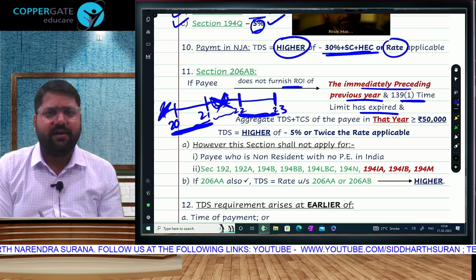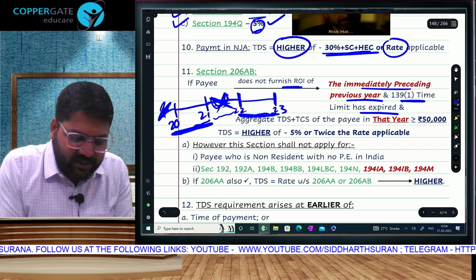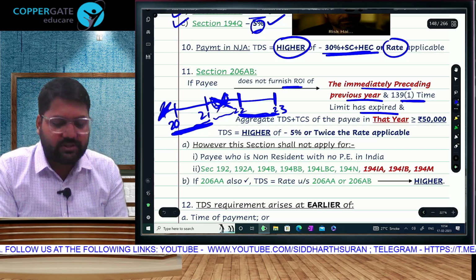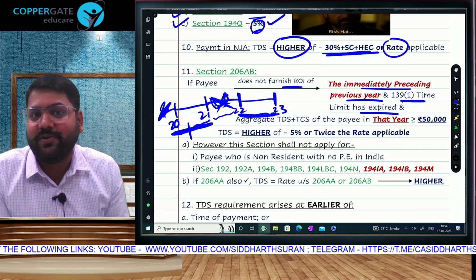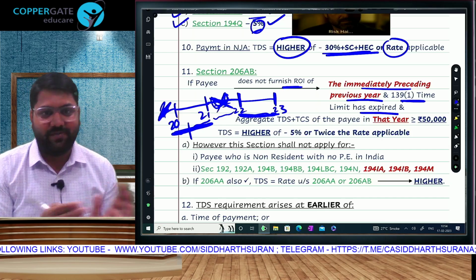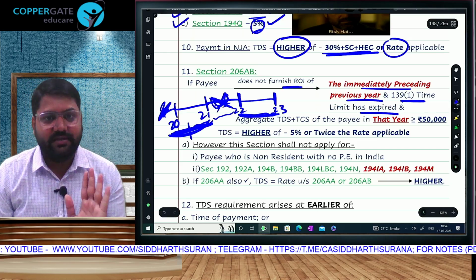Then a clarificatory circular was given by the CBDT. CBDT said that on 1st April of 22, we will release a list of non-filers for this year. The 21-22 non-filer list cannot be made on 1st April because its due dates are not yet over. Go check assessment procedure. Okay. So this year's list of non-filers will be released.